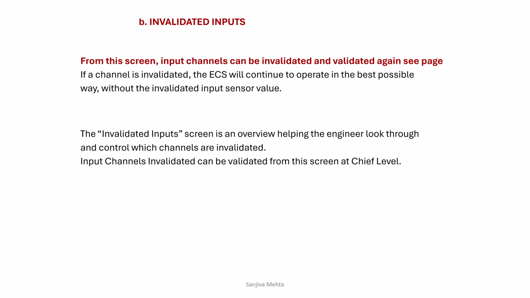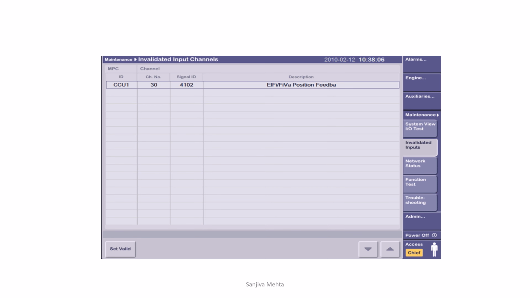Input channels invalidated can be validated from this screen at chief level. Invalidation can only be done at the chief level. Of course, a password has to be used. Like in this case, channel number 30, segment ID. What is this?